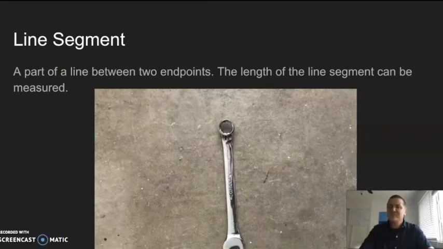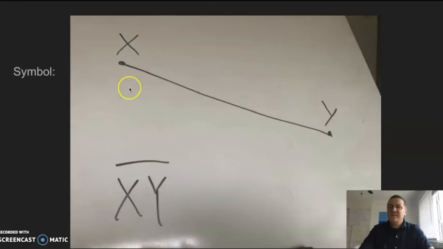And there's symbols for these as well. For example, in this example here, there's point X and point Y. And in between them, we call it line segment XY. There are no arrows on the ends of a line segment. And it can be symbolized with the two letters X and Y with a line segment on top of it. No arrows here. Okay, so we would call this line segment XY.